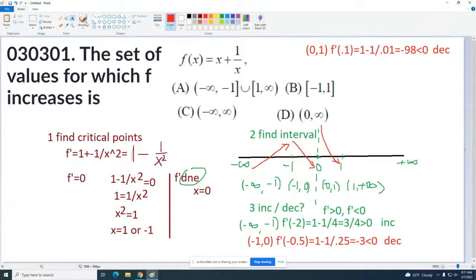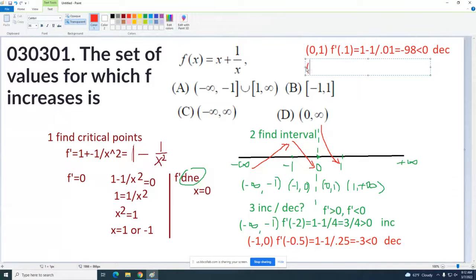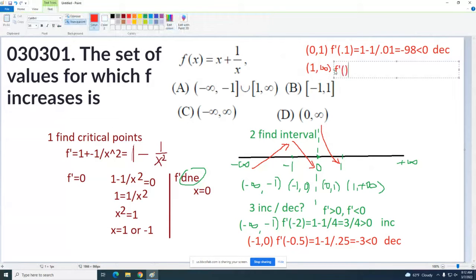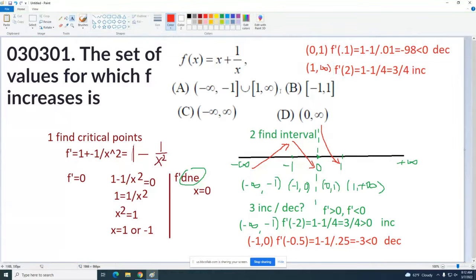One more interval, the last interval is 1 to infinity. Let me try to draw infinity. All right, on this interval, we don't know if it's increasing or decreasing. We're going to have to plug in a number. I'll put 2. So it's 1 minus 1 over 2 squared, which is 4, which then makes it 3 over 4. So we know it's increasing on this interval. So visually, it should be increasing like this. Okay, so that's finished identifying increasing.